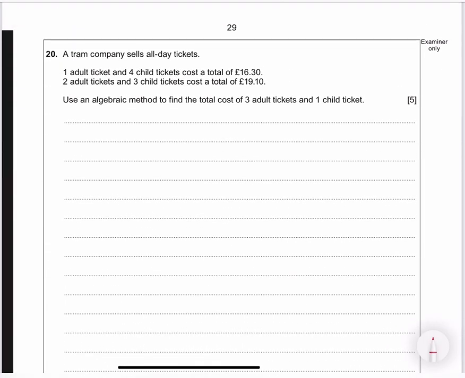Question 20. A tram company sells all-day tickets. 1 adult ticket and 4 child tickets cost £16.30. 2 adult tickets and 3 child tickets cost £19.10. So we're going to use an algebraic method and find the cost for 3 adult tickets and 1 child ticket. We're going to use simultaneous equations here.